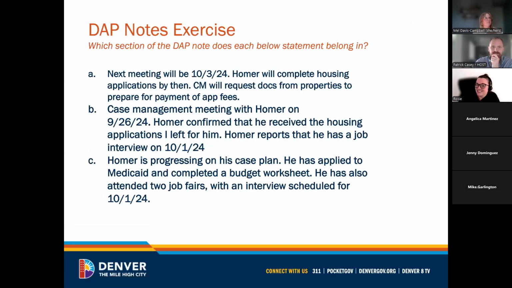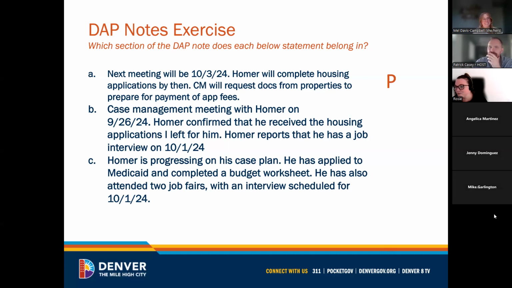All right. So this next exercise, we have examples of things that may have been written in a DAP note. And I want you guys to tell me if it's data, assessment, or plan. So A, next meeting will be on 10/3, which is today. Homer will complete housing applications by then. Sam will request docs for properties to prepare for payment of app fees. That was a lot of P's. So is A data, assessment, or plan? Laura says plan. Anyone else? Sarah says plan, and everybody says plan, and you're right, it's plan.